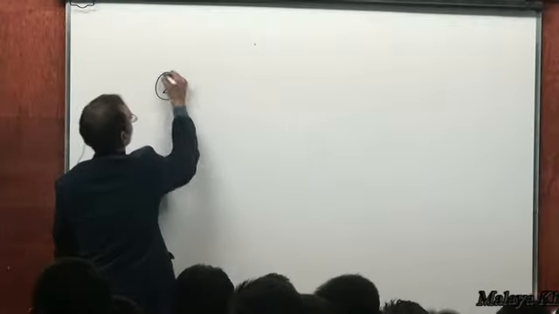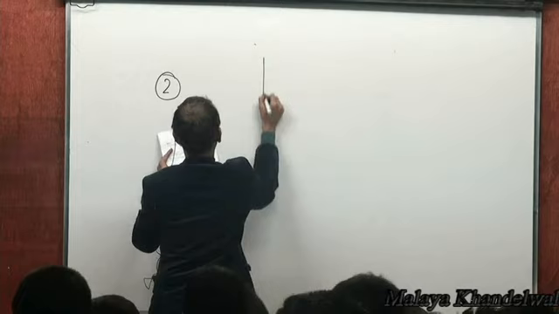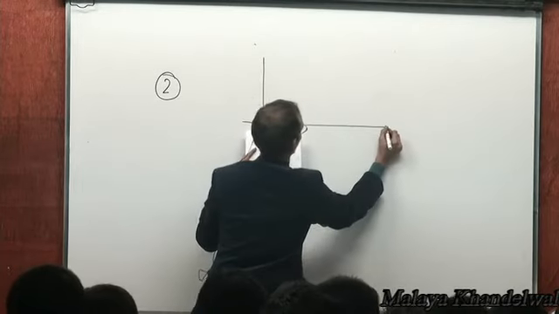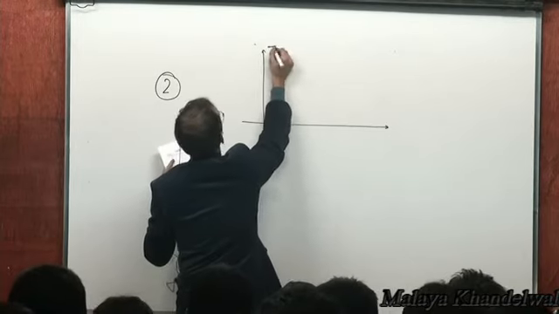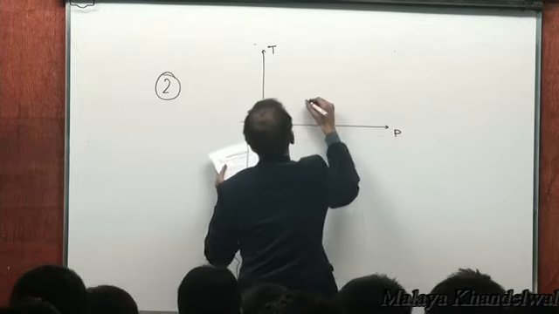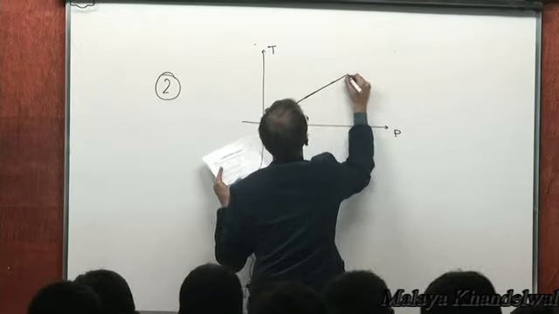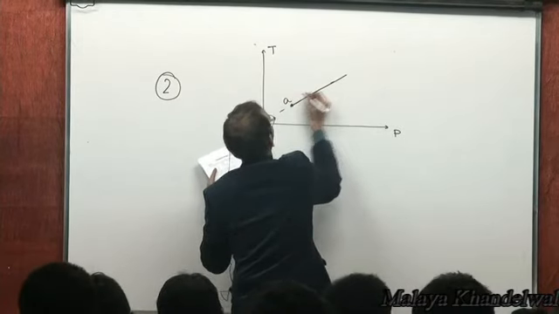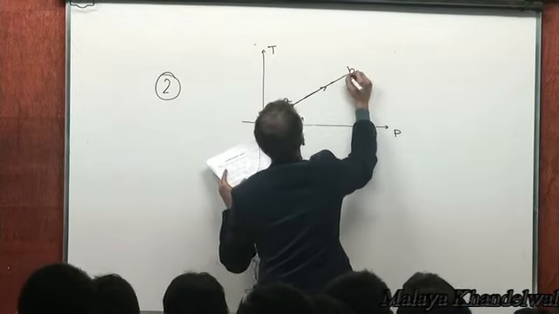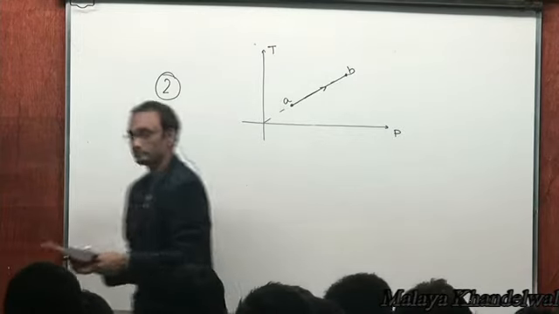Problem 2. The temperature pressure variation is given as follows: T versus P. A gas goes from state A to state B. This is how T varies as P.